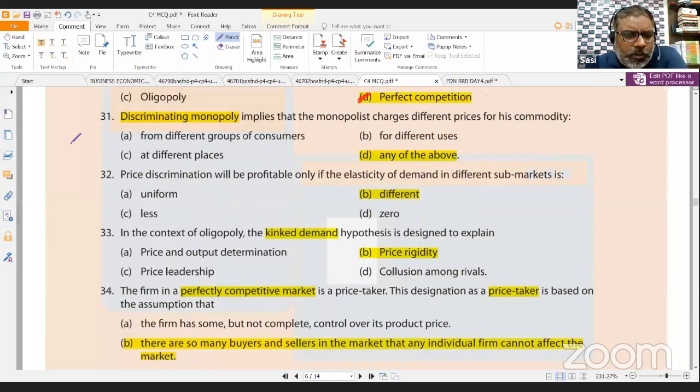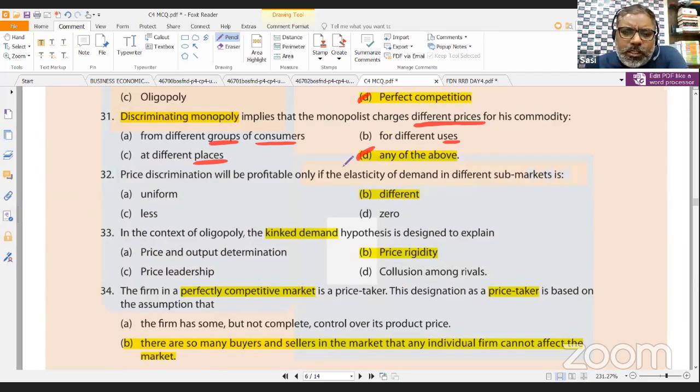Then question number 31 asks about discriminating monopoly. Discriminating monopoly implies the monopolist charges different prices for his commodity from different groups of consumers. That is first degree, for different users; second degree, at different places; third degree. So it can be any of the above. The correct answer is D, Delhi. All three are correct. All three are discriminating monopoly.